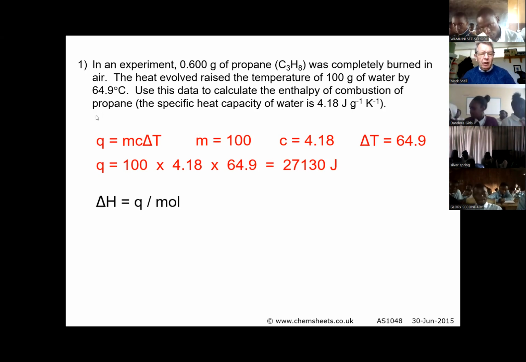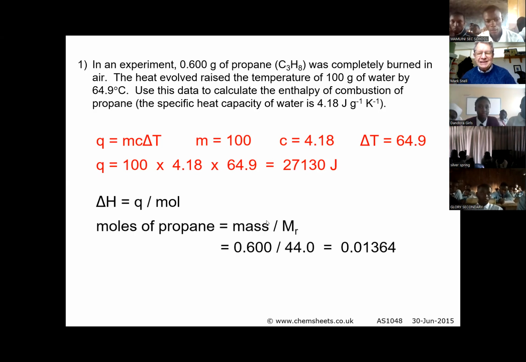Then we need to work out the moles of propane which burned. We don't worry about the water now. So the moles of propane is the mass over RMM or MR. This is another symbol. MR, relative molecular mass, is the same as RMM. So it's 0.6 divided by 44, which is 0.01364. It's 363636. It doesn't matter.